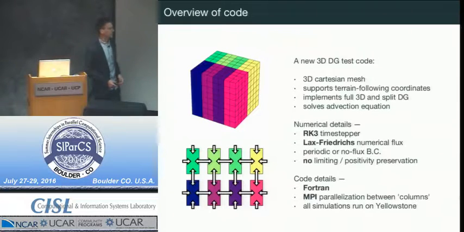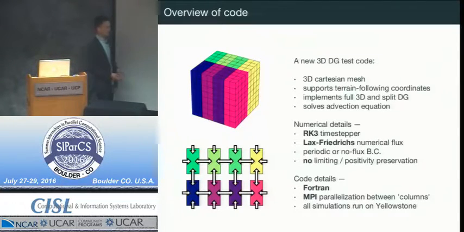For the experts, we're using a strong stability-preserving Runge-Kutta 3 time stepper and a Lax-Friedrichs numerical flux. We have periodic or no-flux boundary conditions, and we did not go into the limiting and positivity preservation side of things in this project. This code is in Fortran.